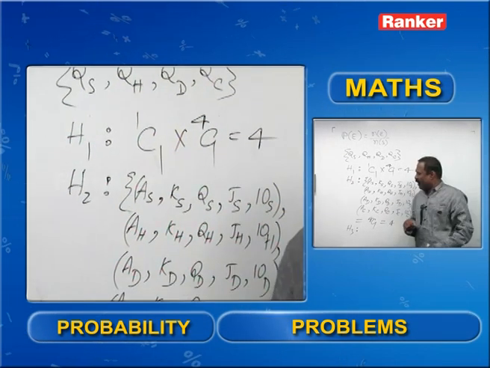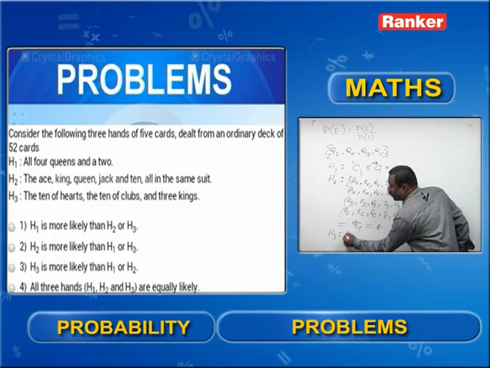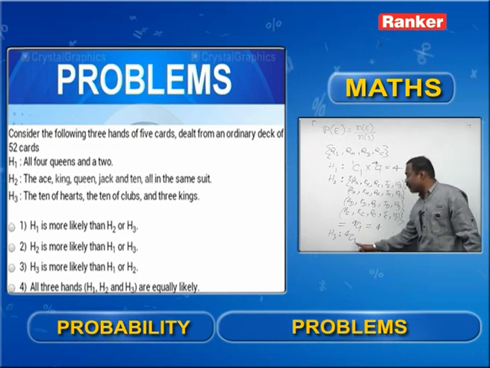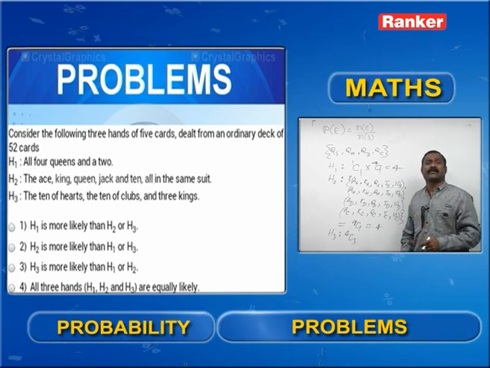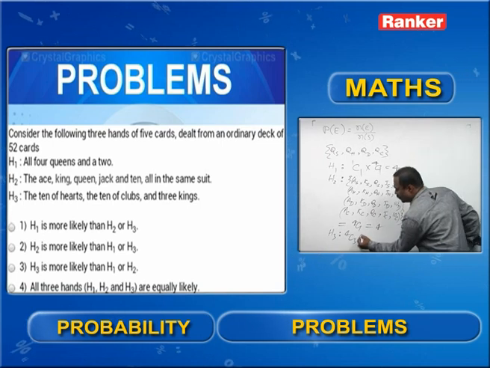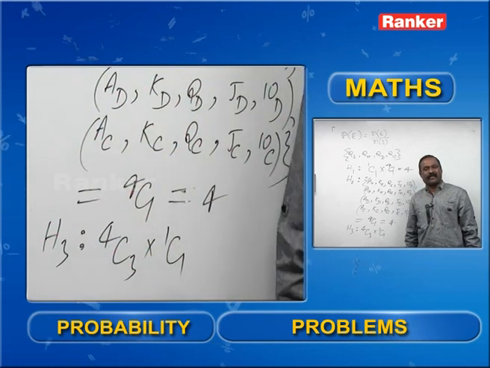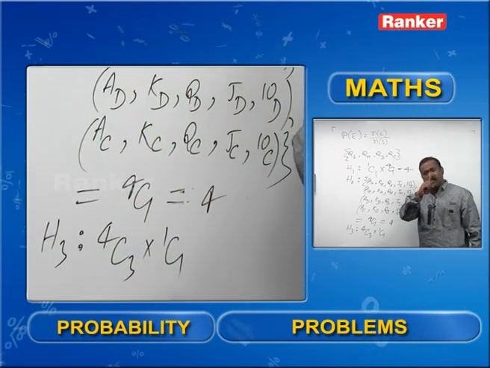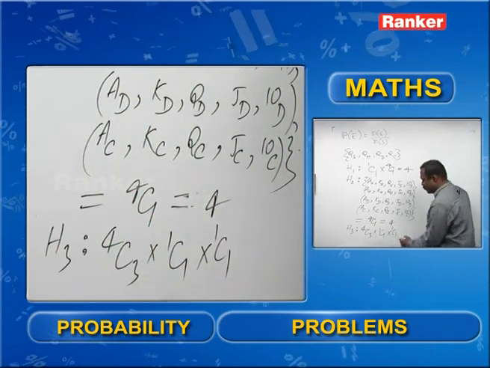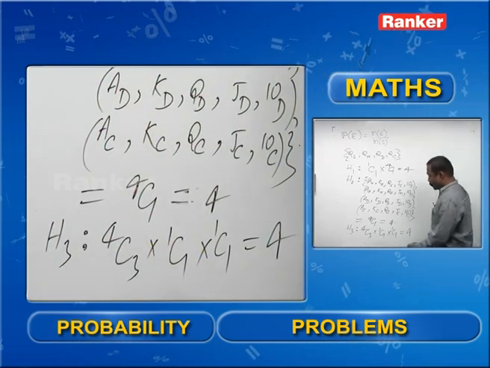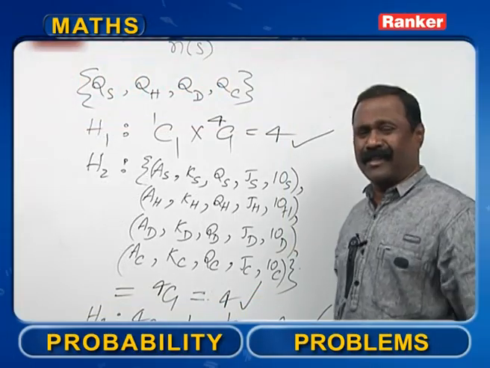How many kings do we need in H3? We need 3 kings. So from 4 kings, we choose 3 kings. It can be done in how many different ways? 4C3 different ways. What about the remaining? The 10 of hearts: hearts 10 will be only 1, so it can be chosen in 1C1 only. And the 10 of clubs: for clubs, only one 10 will be there. It is also 1C1. So 4C3 into 1C1 into 1C1 is nothing but 4. This is 4 ways, this is 4 ways, and this is also 4 ways. You can see that clearly.